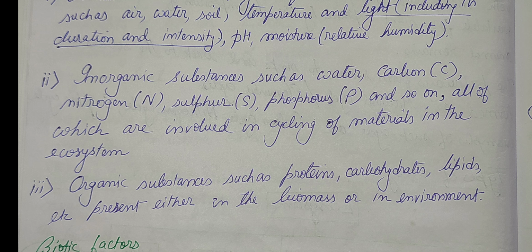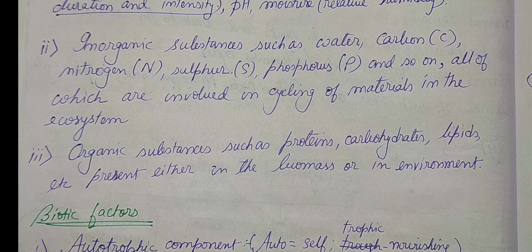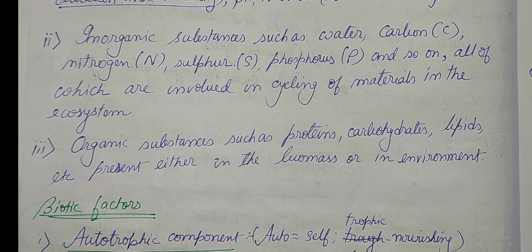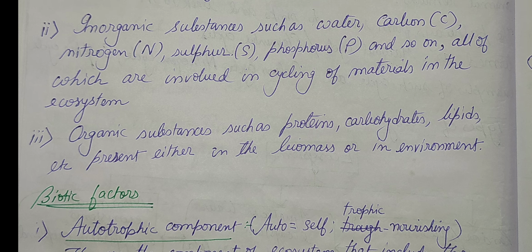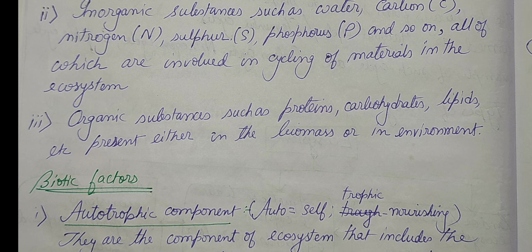So in compound form you will always find these nutrients, these elements, in the form of essential parts. The organic substances are the substances which are prepared by the living organisms by using those inorganic nutrients, like your proteins, carbohydrates, lipids present either in biomass or in the environment. Now, how can organic substance be found in the environment? During the process of decaying or decomposition, these organic substances may remain, or sometimes you can see the fecal matter. The fecal matter are the waste matter released by the animals, which also contain organic matter that gets recycled into the environment.